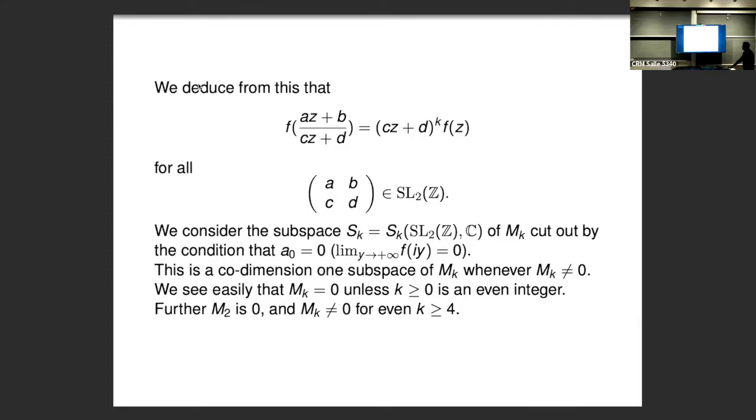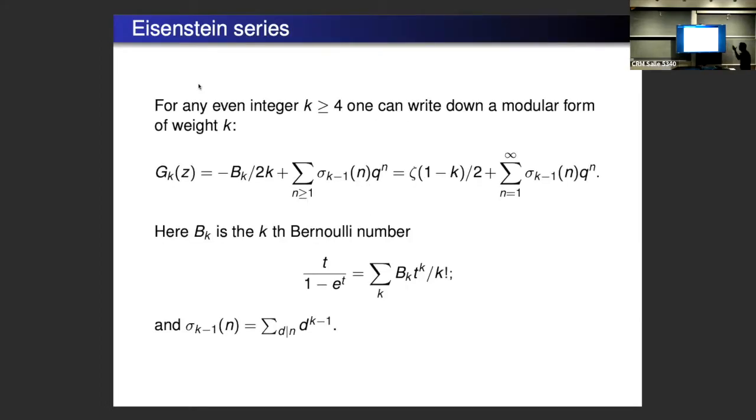And then when k is bigger than or equal to 4, the space of modular forms of weight k is always non-empty. For this range of integers, you can always write down something by some sort of averaging process. You want a complex analytic function which is invariant under some symmetry, so you can look at some sort of averaging. You can write it down as the Eisenstein series of weight k, which has an explicit Fourier expansion.